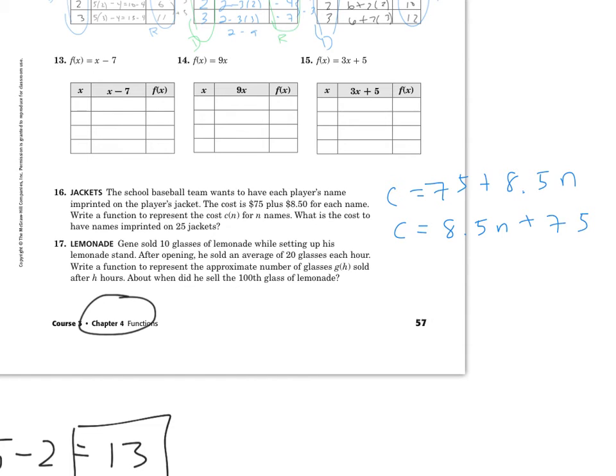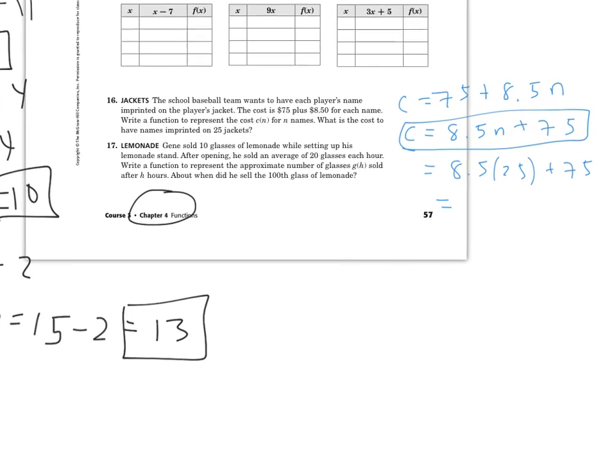Okay, and then it asks us in the story problem to write a function to represent the cost, and this is the cost. And then it says, what is the cost to have names imprinted on 25 jackets? So that just means that you're going to do 8.5 times 25 names plus $75. So multiply that out and write it out, and that's your answer. I don't have a calculator on me today, so you're going to have to do that problem, the multiplying it out.